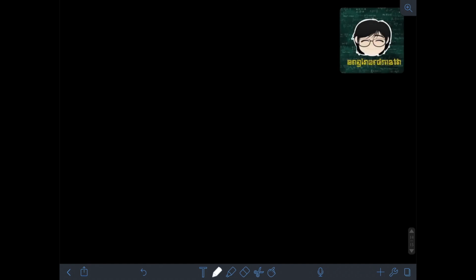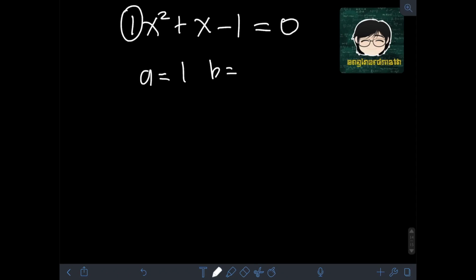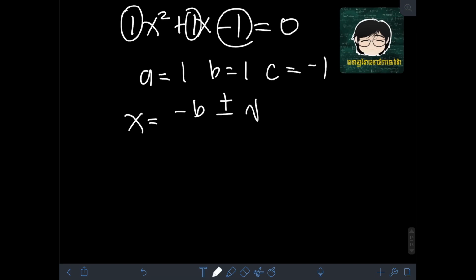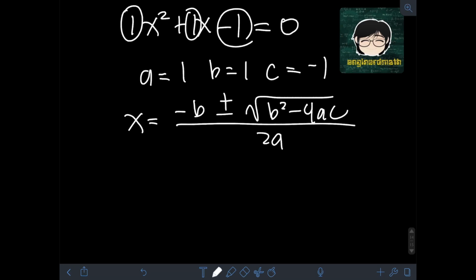Okay? Next, let's say we have x squared plus x minus 1 equals 0. So getting the values of a, b, and c, we have a is equal to 1, b is equal to 1, and c is equal to negative 1. Using the quadratic formula, x is equal to negative b plus minus square root of b squared minus 4ac over 2a. We can substitute the values for a, b, and c.